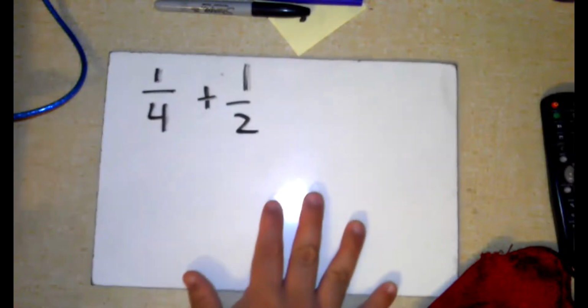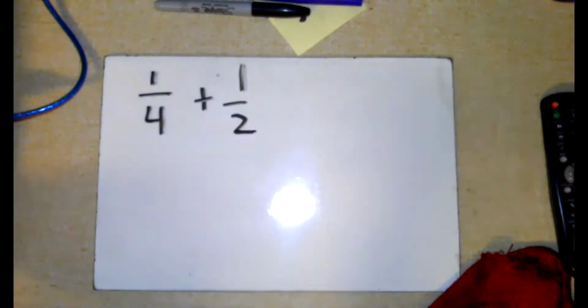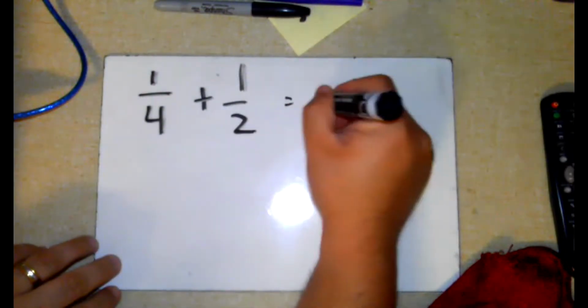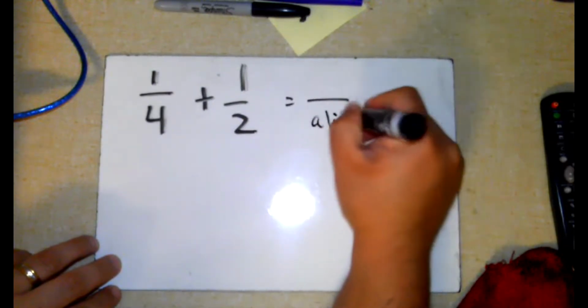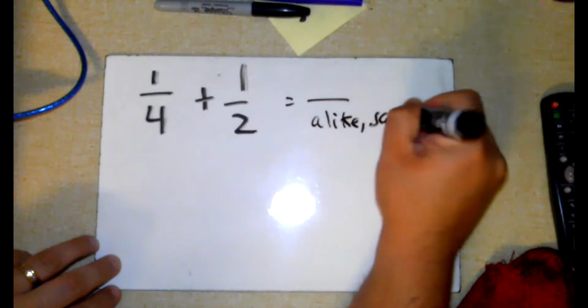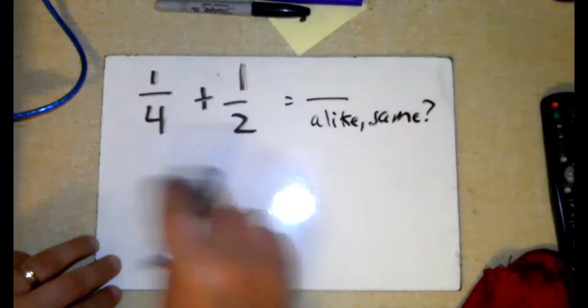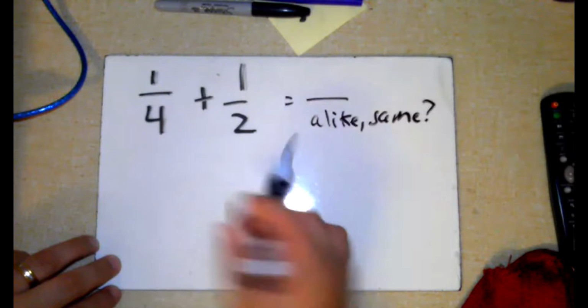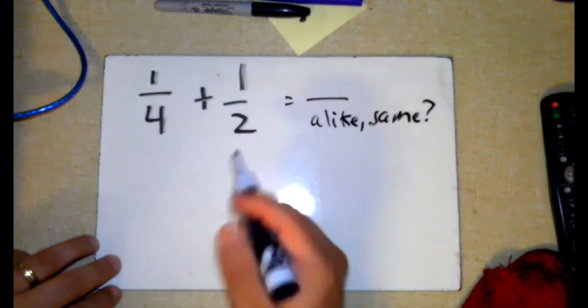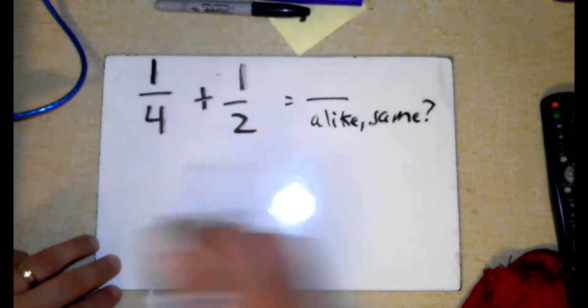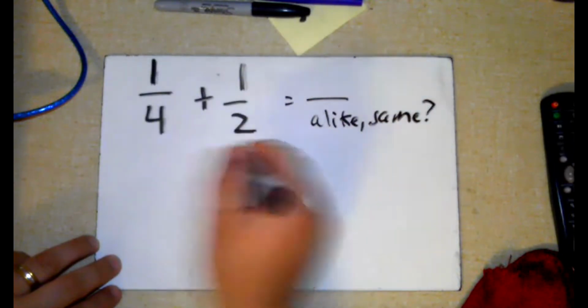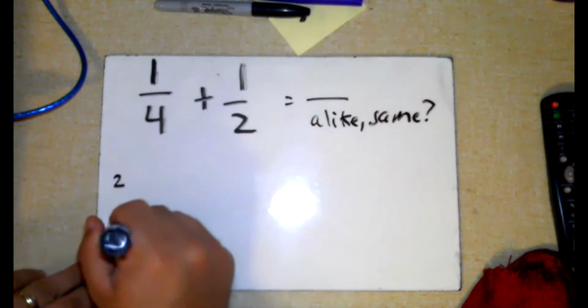So 1/4 plus 1/2. First step is look at your denominator. Are they alike? The same? So we don't have the same denominator. So we need to find the equivalent fractions to make them the same. So let's write out, we got 2 and 4.